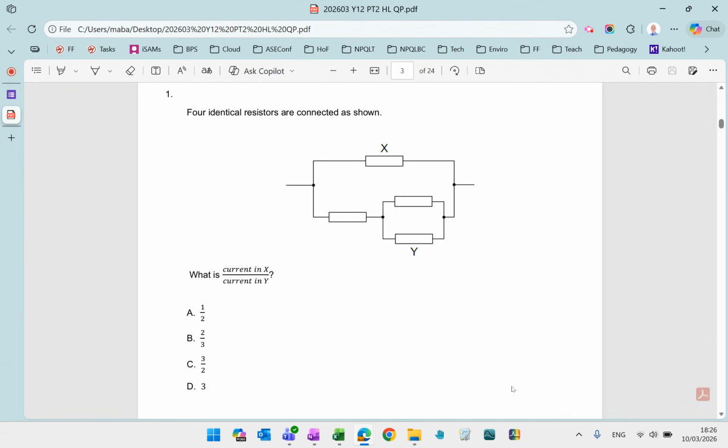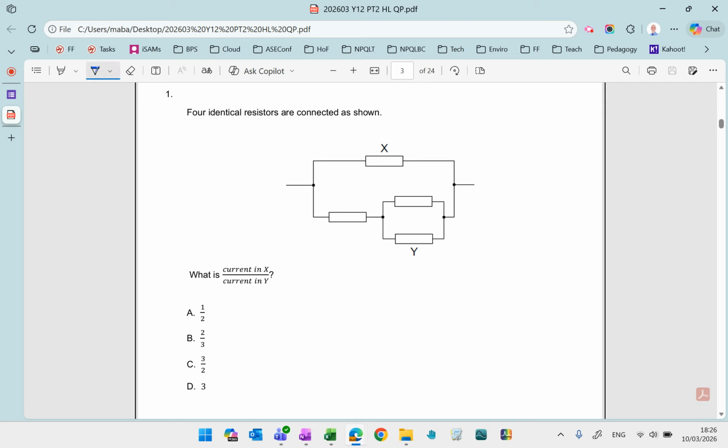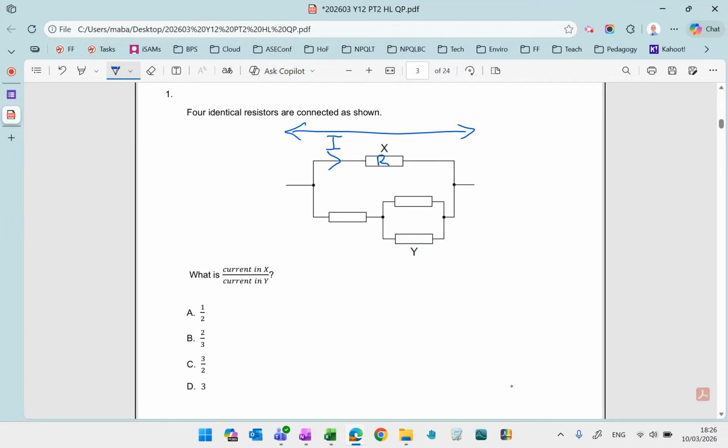Right, so question 1 is asking us about the ratio of the current in resistor X to the current in resistor Y. So the first thing that we can do is, let's call that I, and that's going through that resistor, and it's got that potential difference drop across it. Those three things are linked by this formula.